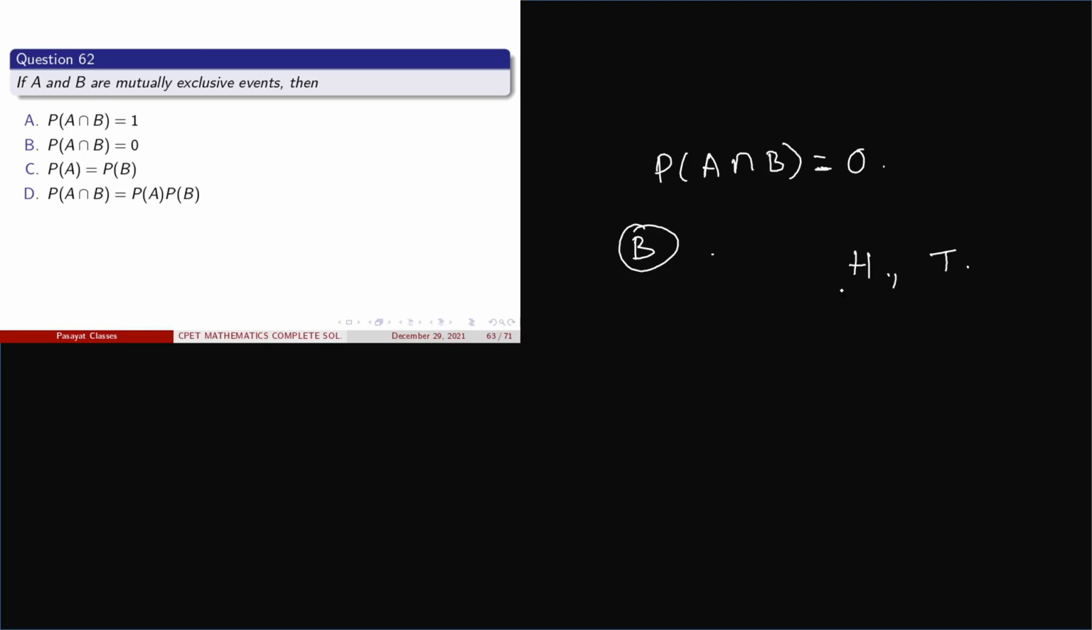So simultaneously we cannot find head or tail. If the event A is the outcome head occurs and event B is the outcome tail occurs, then A intersection B always gives 0, and the probability is 0. So here option B is the correct one.